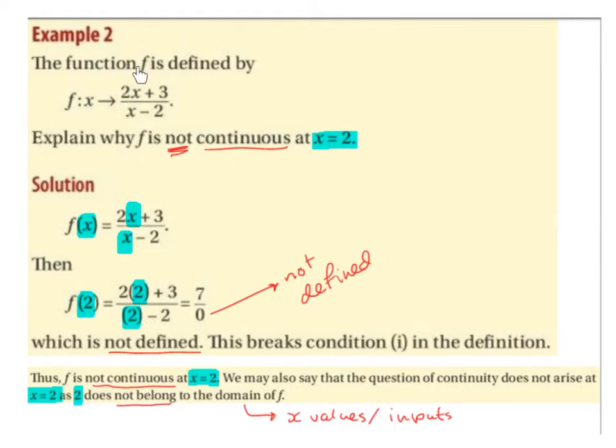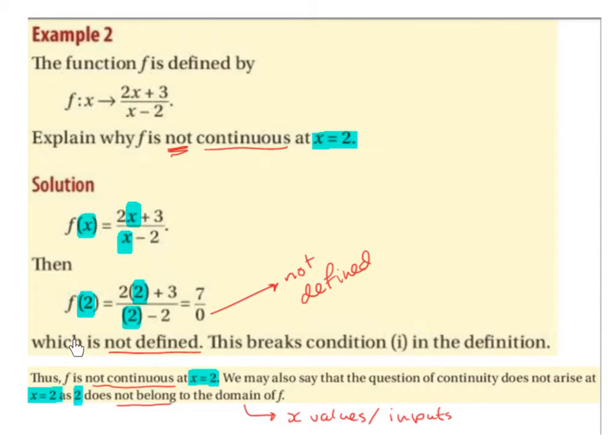The function f is defined by f of x maps to 2x plus 3 over x minus 2. Explain why f is not continuous at x equals 2. So f of x is equal to 2x plus 3 divided by x minus 2. Then f of 2 will be 2 times 2 plus 3 divided by 2 minus 2. 2 times 2 is 4 plus 3 is 7, and 2 minus 2 is 0. So we cannot divide by 0, we say this is not defined.